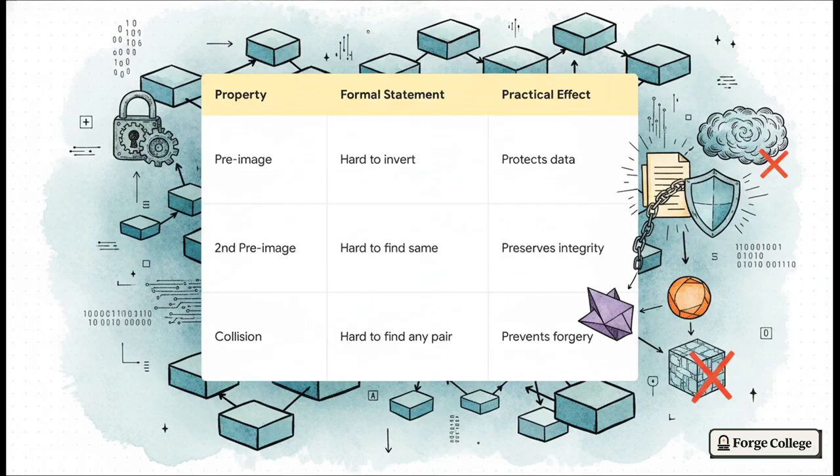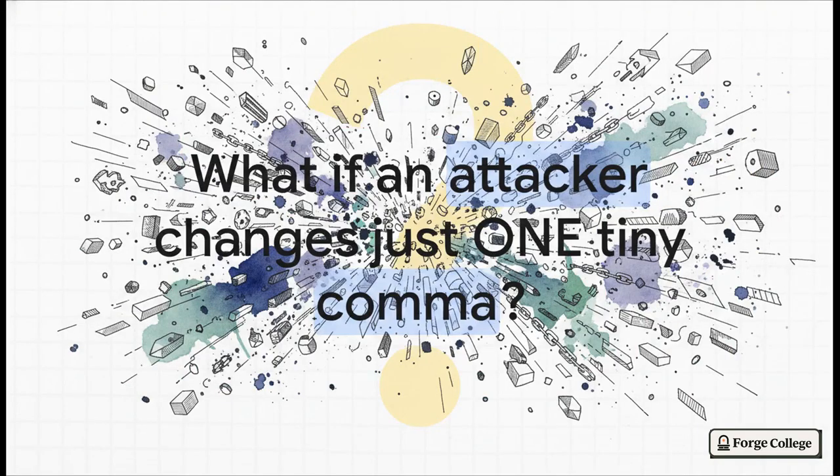Second pre-image resistance means you can't maliciously craft a fake document that accidentally produces the exact same hash just to frame someone. And finally, collision resistance means it's incredibly hard to find any 2 random inputs that produce the same digest. But you might be wondering, okay, if the output is always exactly 256 bits, what is stopping a sneaky attacker from changing just one tiny comma to forge a document while keeping the hash looking mostly identical? It's a brilliant question, and the answer is delightfully chaotic.